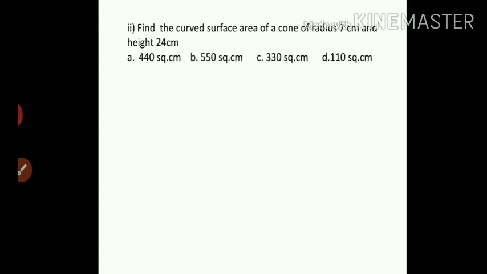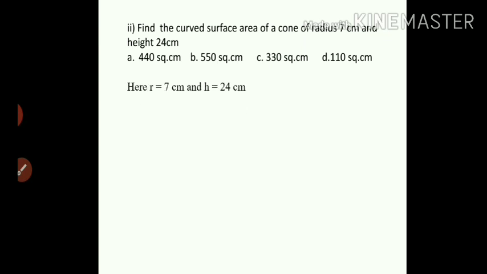Now sub question number 2 is find the curved surface area of a cone of radius 7 cm and height 24 cm. Now see students, it is given that radius of a cone is 7 and height is 24 cm. Height means perpendicular height. You have to find the curved surface area of the cone. The formula to find curved surface area of cone is pi r L. Now pi is 22/7. Radius is given, but we do not have L, that is slant height. So first we will find out slant height.